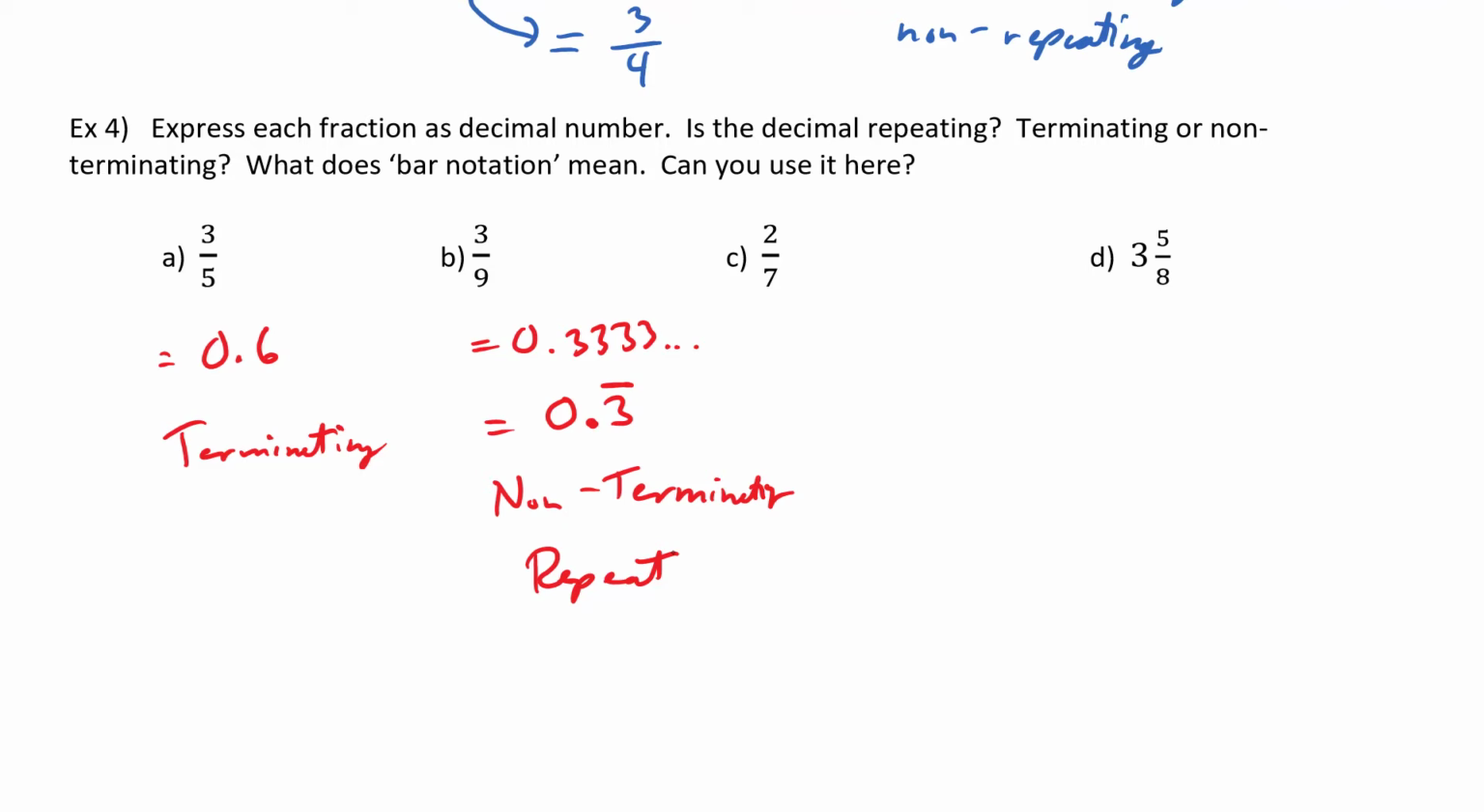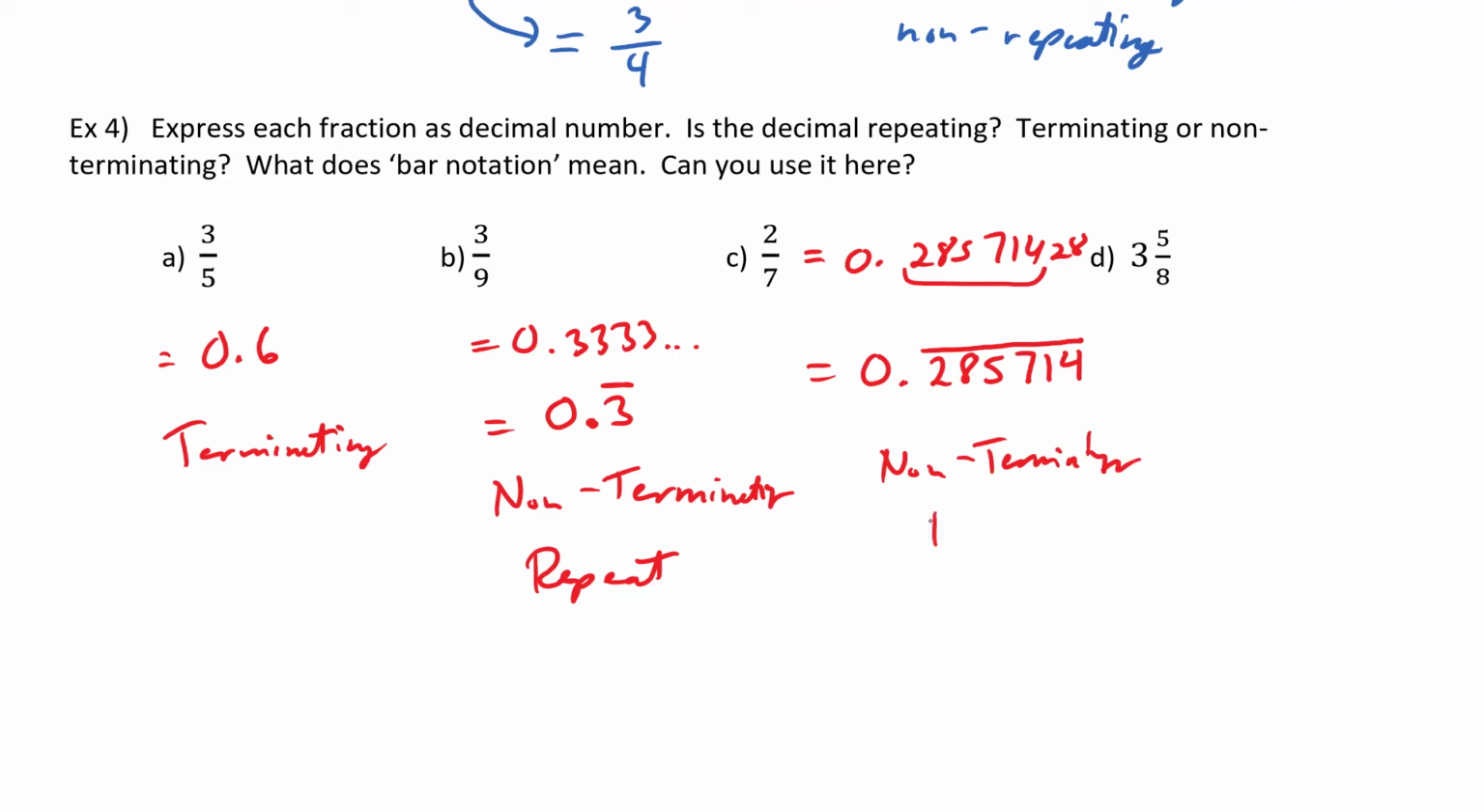What about 2/7? If we plug that in our calculator, we get 0.28571428. Make the number large enough, you'll see there's a repeating pattern right here. So I can actually write this as a decimal, 0.285714, and that bar goes across all 6 of those numbers. So again, this is also non-terminating, but it is repeating. So that's again how we can convert this fraction into a decimal. Lastly, here we have a mixed number. This shouldn't be a big deal, 3.625. So you can see this is terminating.